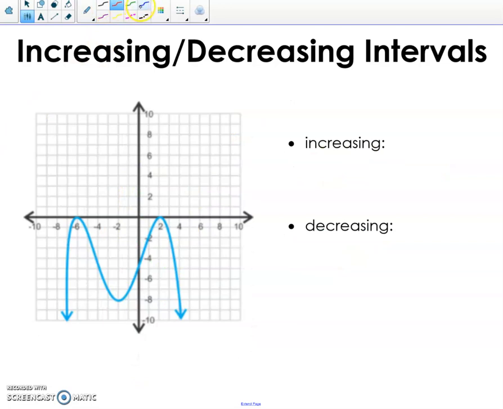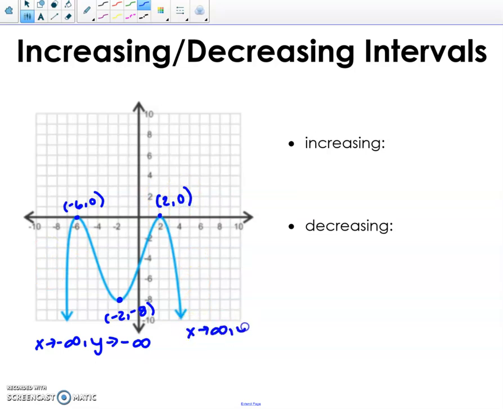All right, let's look at another example. Again, we'll fill in the end behavior very quickly. Here x and y are both going to be negative. We had a maximum here at (-6, 0). We have a minimum here at (-2, -8). We have a maximum here at (2, 0). And our other end is x approaches positive infinity, y approaches negative infinity.